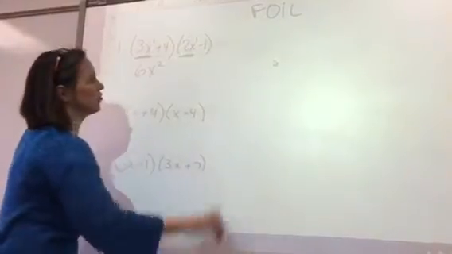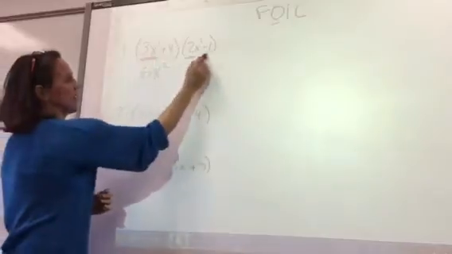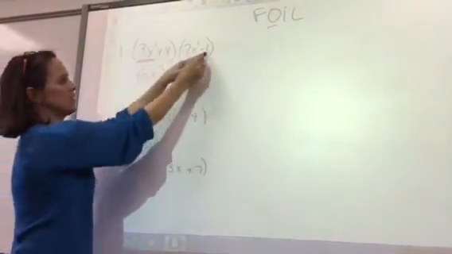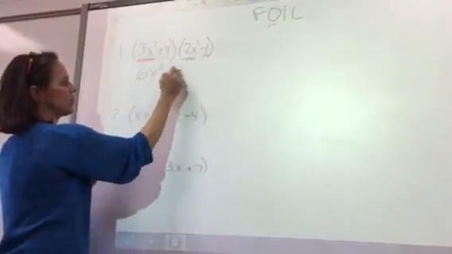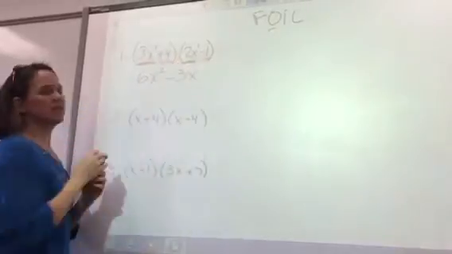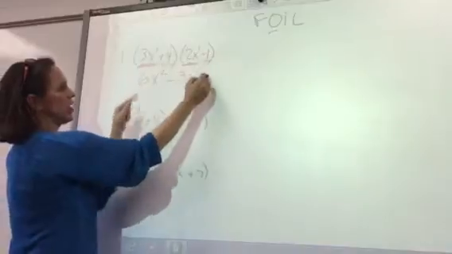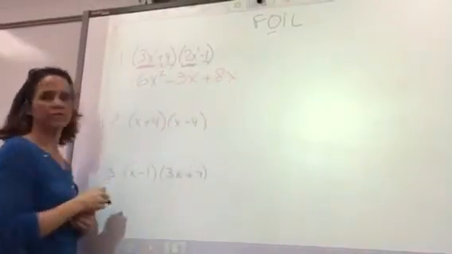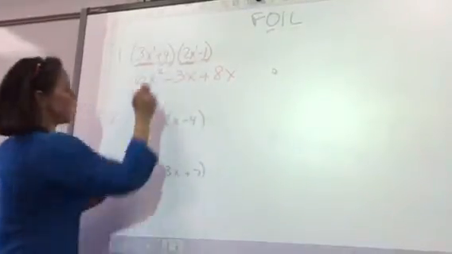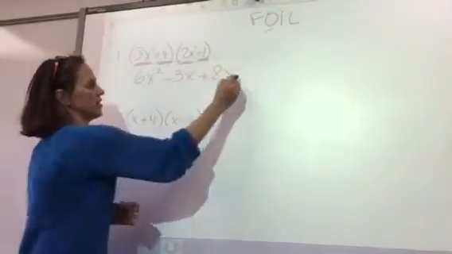Then you have to do, right here, the outside times the outside. So the outside, this is outside and this is outside. You see that? You multiply the outside. So 3x times -1 will give you the -3x. And then you're doing the inside times the inside. 4 times 2x should give you 8x. And then you're going to do the last times the last. 4 times -1. And that's going to give you -4.